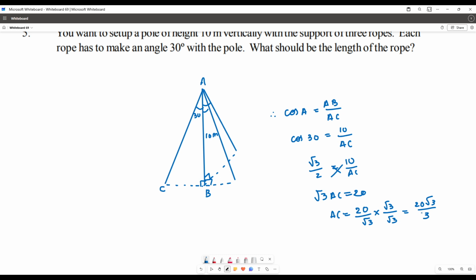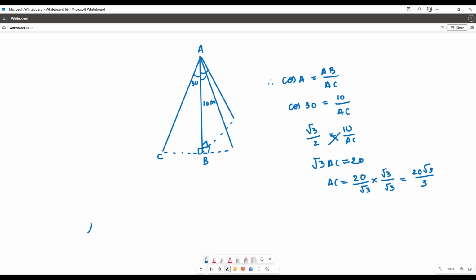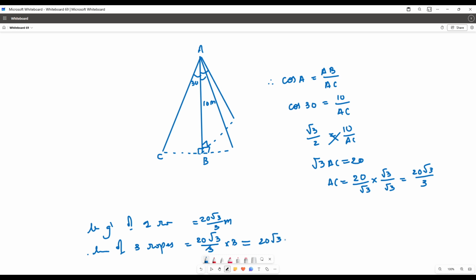And to find the length of the whole rope, we need to multiply the result by 3. Therefore, the length of one rope is equal to 20 root 3 by 3 meters. Now the length of 3 ropes is equal to 20 root 3 by 3 into 3. Now 3 and 3 will get cancelled and the answer we got is 20 root 3 meters.